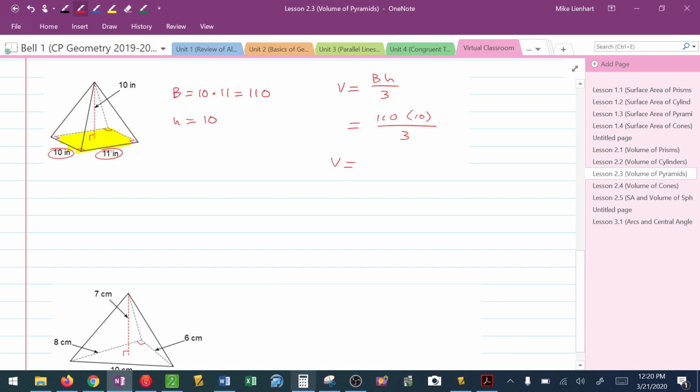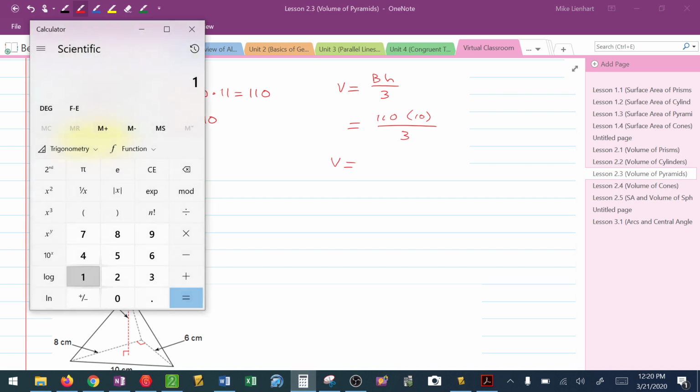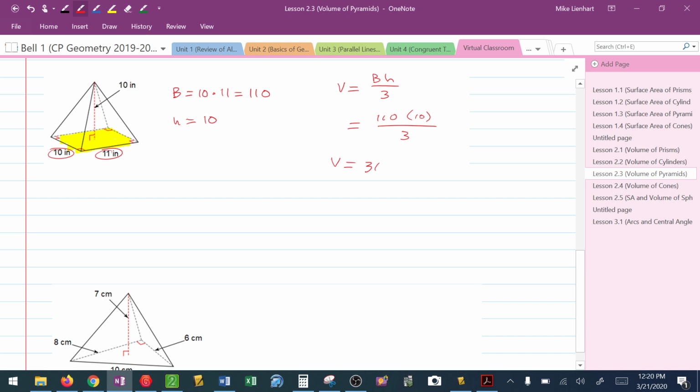And the direction said we're going to round to the nearest tenth. Let's see if we need to here. 110 times 10 divided by 3. Oh, yeah, we need to round. So this is going to be 366. We're going to round to the nearest tenth. So that's 6. Look to the right, 6. That rounds it up. 366.7 cubic inches.